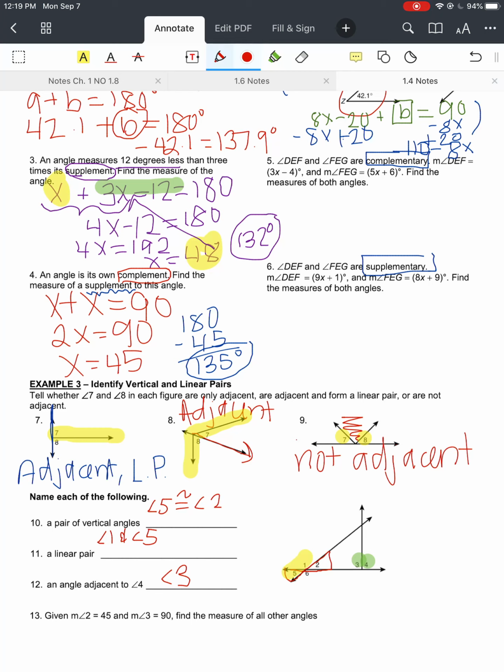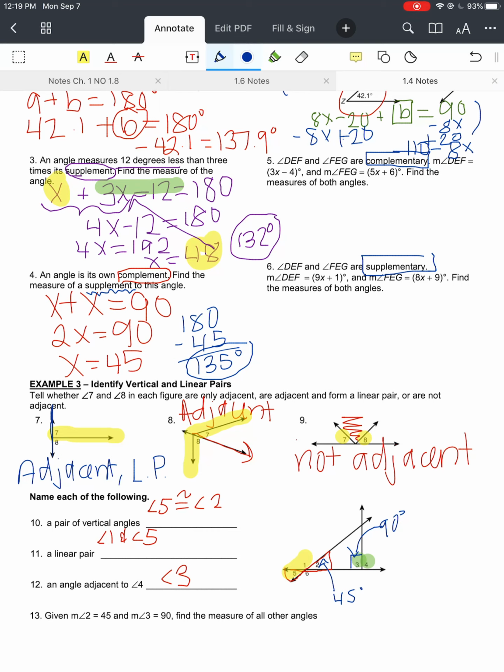Lastly, number 13. Given the measure of angle 2 is 45. So I like to label in my diagram, always helpful. So angle 2 here is 45 degrees. And angle 3 here is 90. So we can either write 90 or remember you can always draw that little box for 90. Find the measure of all other angles.